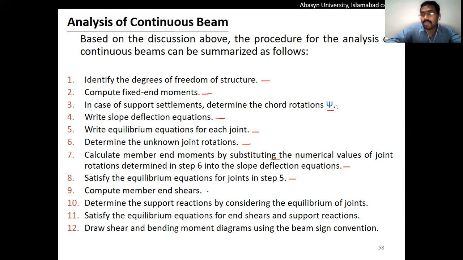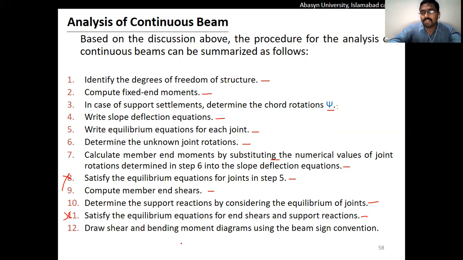Then find the member end shears, like the member end moments. Once end shears are calculated, using those shears, calculate the value of the reactions. Once reactions are calculated, you can check the values of the end shears and moments by applying the check, or you can skip this part as well. That's up to you. You can skip both step 8 and step 11, but to give a proper check, you can apply this equation, to see whether you are going in the right direction or not.